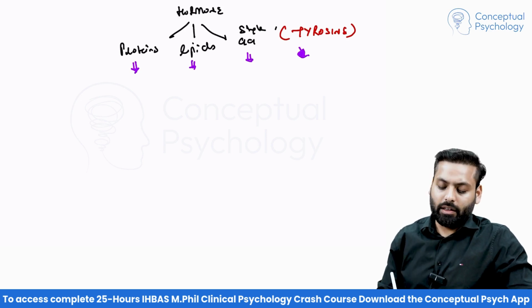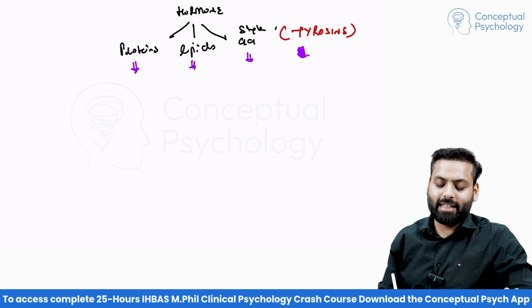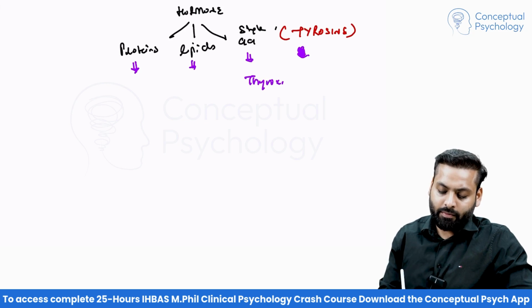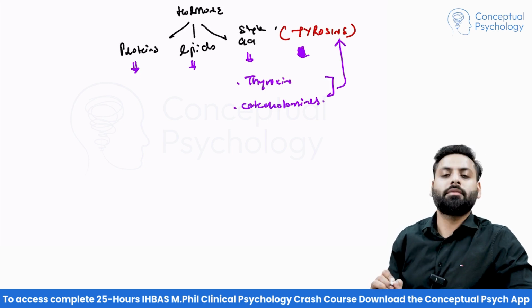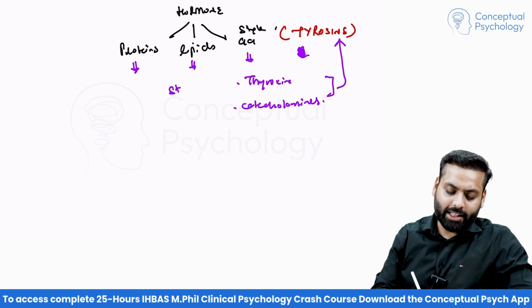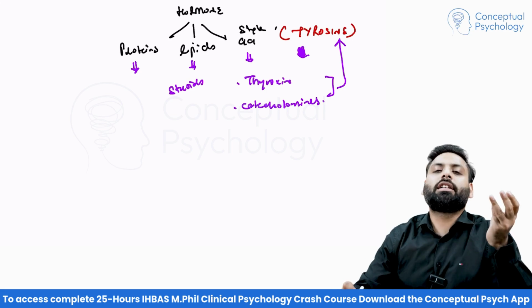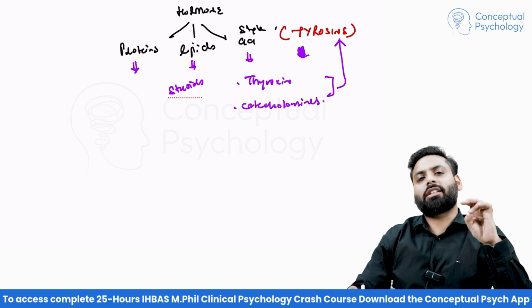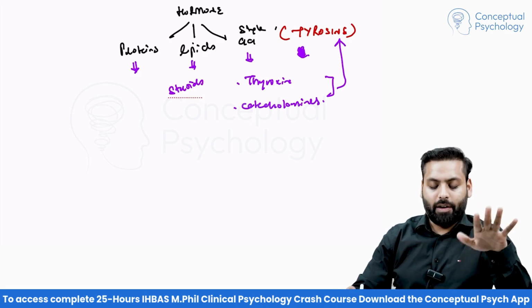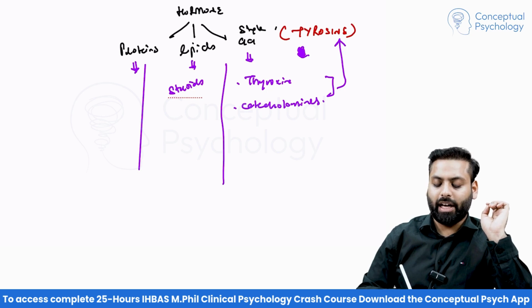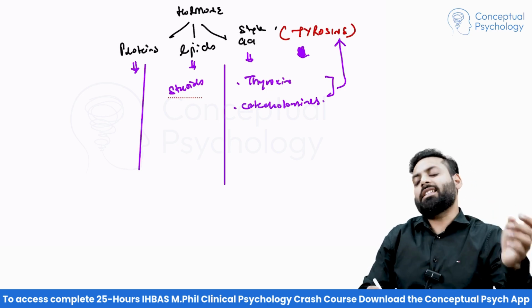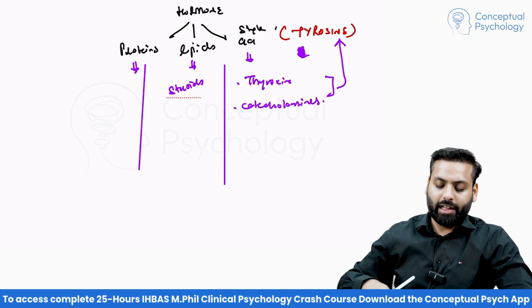Now they can ask you various examples. We will remember the main ones: thyroxine and catecholamines come from tyrosine. Then all the steroids, glucocorticoid, mineralocorticoid, aldosterone, testosterone, estrogen, progesterone, everything comes from lipids, and remaining everything is protein. Just remember this much, not much use in the rapid revision.